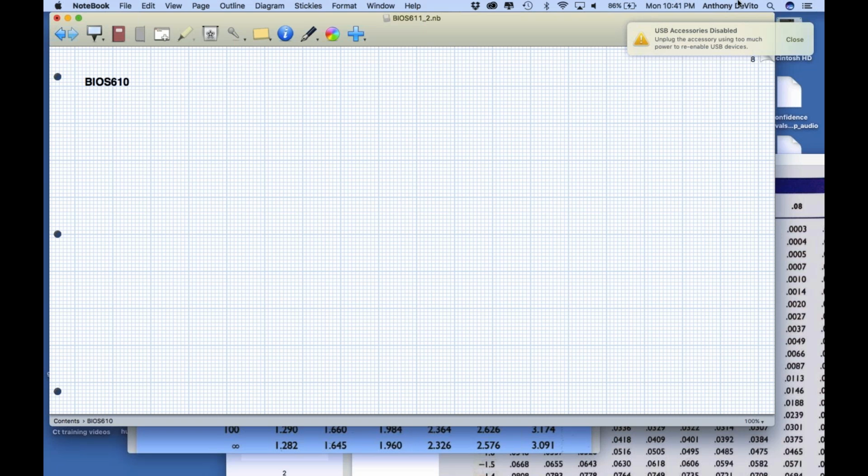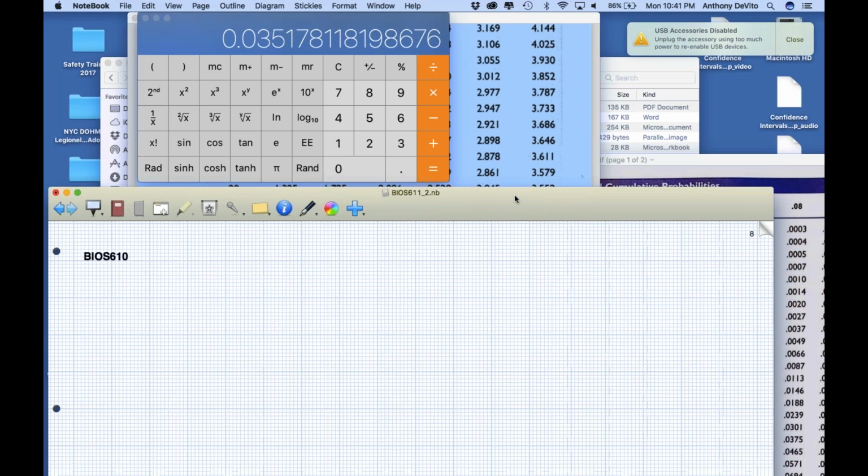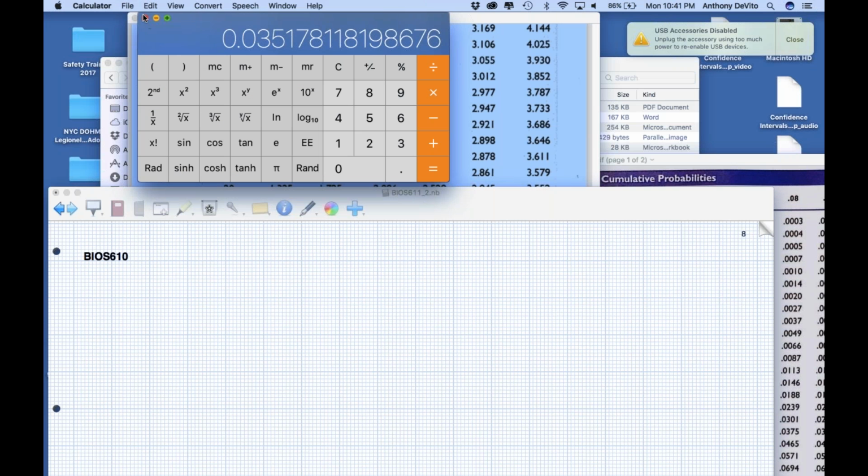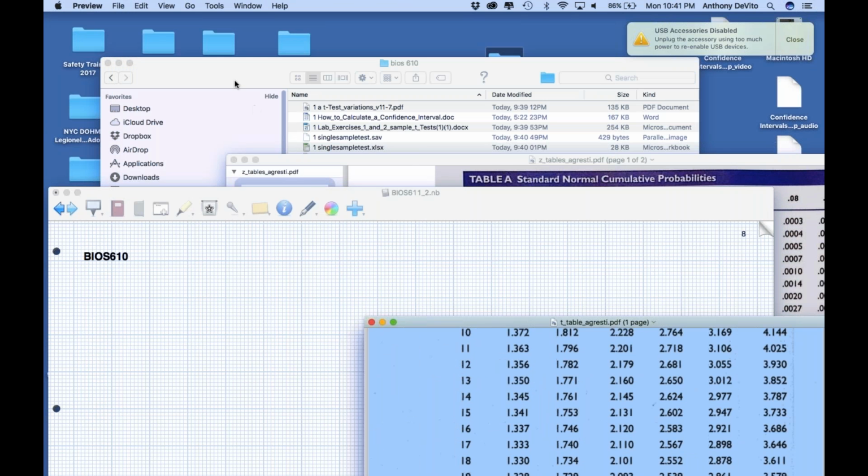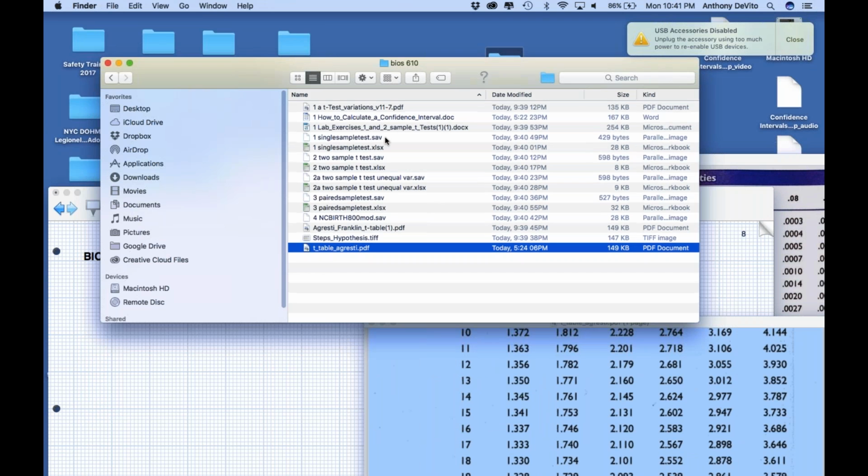So I think I got a couple of examples here I can show you. Let me try to open them up. Okay, let me move this out of the way.